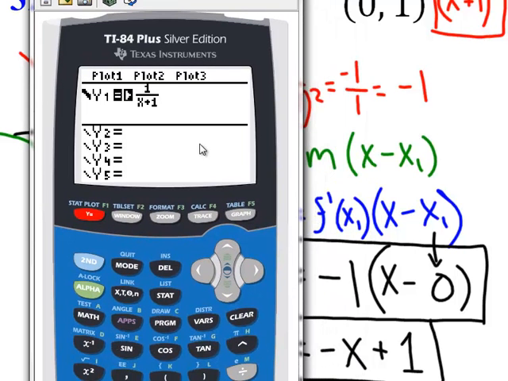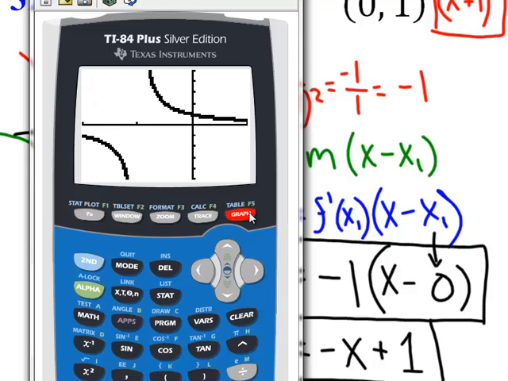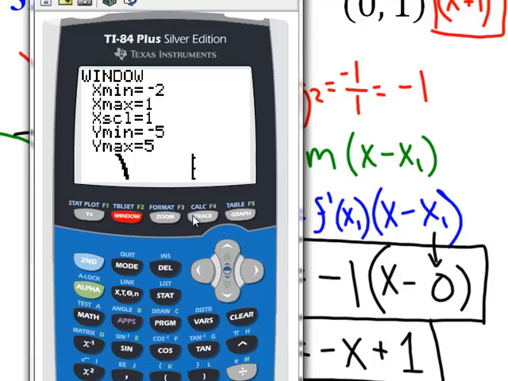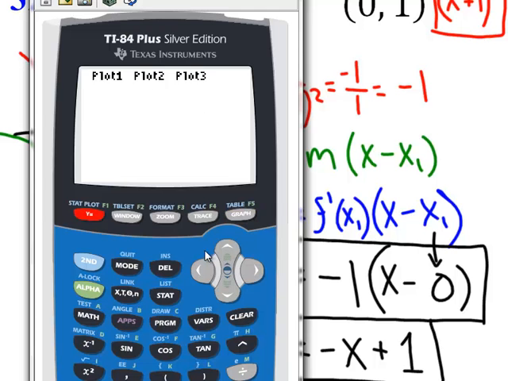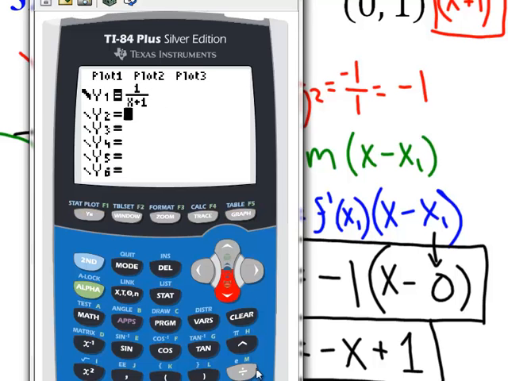So I've typed in the original equation, and there we go. Here are my window settings, by the way: -2 to 1 along the x-axis, and -5 to 5 on the y. So here's the graph, and if I go to y equals and type in that tangent line, -x plus 1, I hope it's going to be tangent.